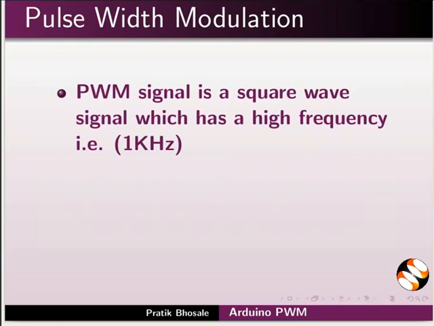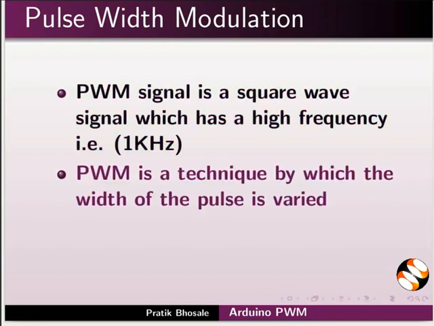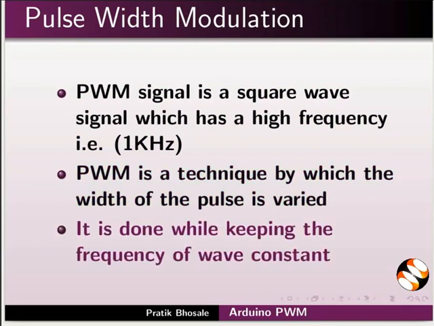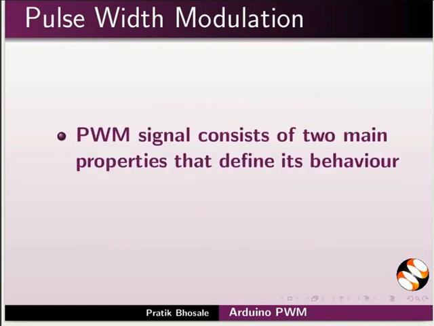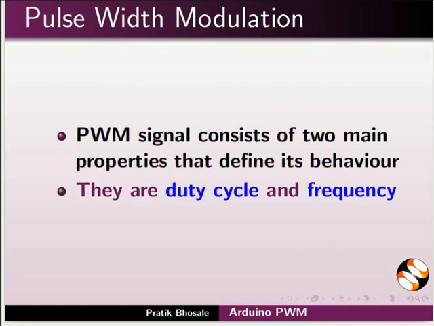PWM signal is a square wave signal which has a high frequency, that is 1 kHz. PWM is a technique by which the width of the pulse is varied. It is done while keeping the frequency of wave constant. PWM signal consists of two main properties that define its behavior. They are duty cycle and frequency.